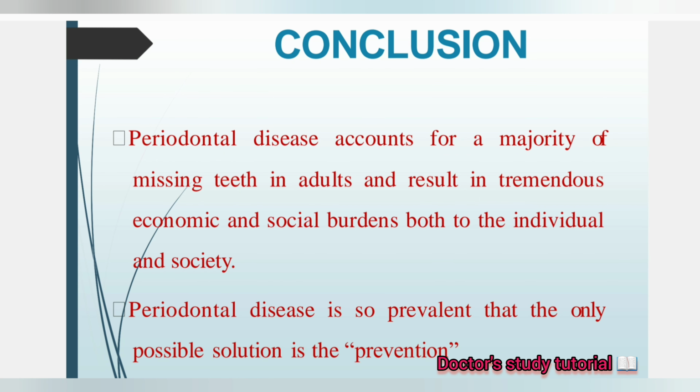Conclusion: periodontal disease accounts for a majority of missing teeth in adults and results in tremendous economic and social burdens both to the individual and the society. Periodontal disease is so prevalent that the only possible solution is prevention.